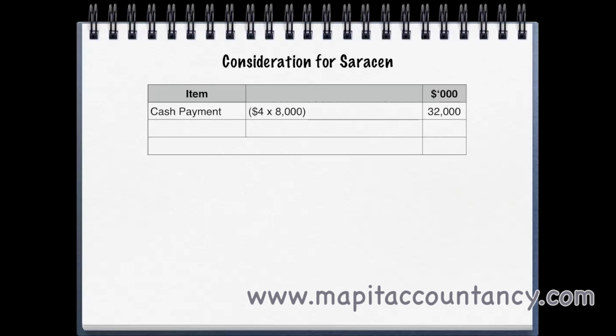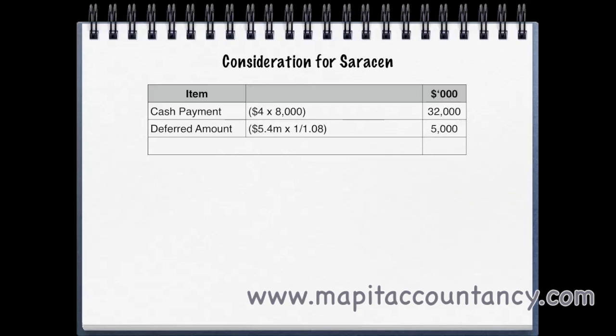So first of all, we had the cash payment. We bought 8,000 shares and we paid $4 per share. So that's 32,000. Then we need to deal with the deferred amount, and it has been deferred for 1 year. So we need to discount that to bring it in to our consideration working. So the deferred amount is 5.4 million.